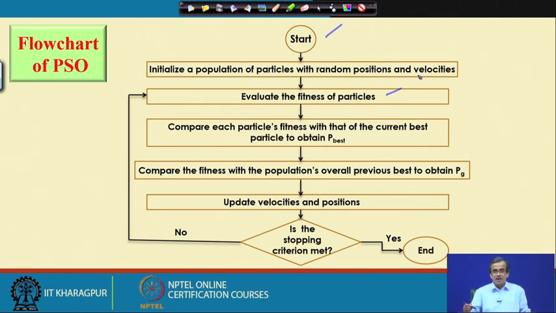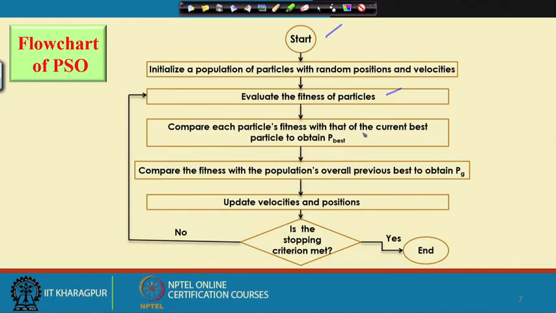We try to find out the fitness value for each of the particles lying in that particular swarm. We compare each particle's fitness with that of the current best to obtain the p best. So, we try to find out what should be the p best. Now, we compare the p best values just to find out the global best, that is nothing but the PG. Then we update the velocity and the position, and this completes one iteration of this particular algorithm.